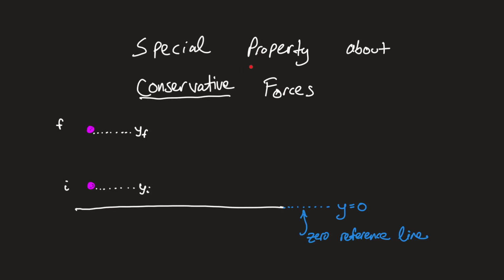Let's take a look at a special property about conservative forces. And in doing so, we'll invent a new concept that will be very helpful in our unit on energy. So imagine we have an object here at some initial position, and then it goes vertically up to some final position. I have a zero reference line down here where I'm stating y is equal to 0.